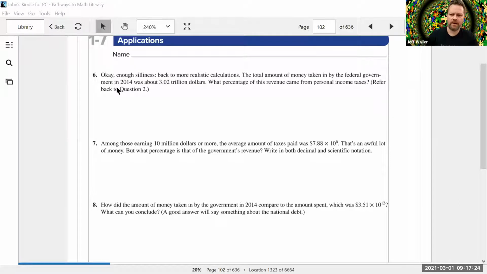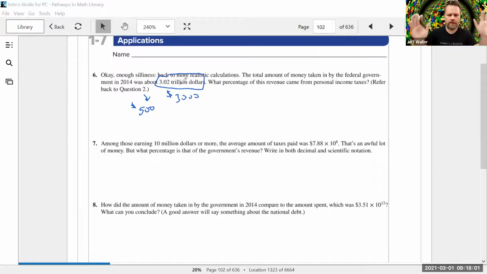Total amount of money taken in by the federal government in 2014 was about $3.02 trillion. What percentage came from personal income taxes? Refer back to question 2. So in question 2, you figured out the total amount of income taxes, right? Let's pretend like that was the $500. Remember the $500? And then let's say that the total amount of money the federal government takes in, let's say that's $3,000.